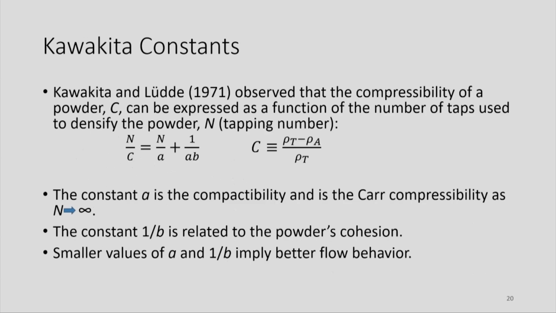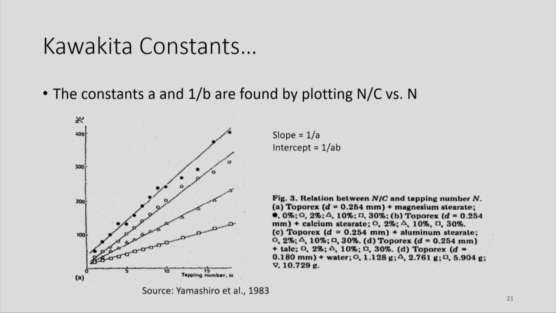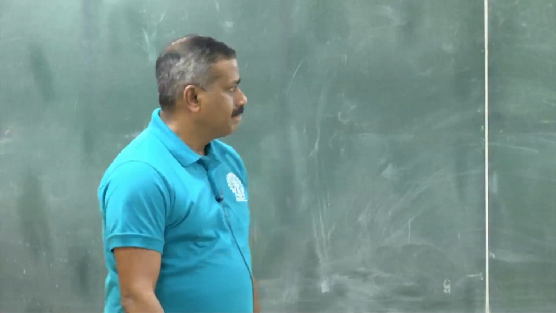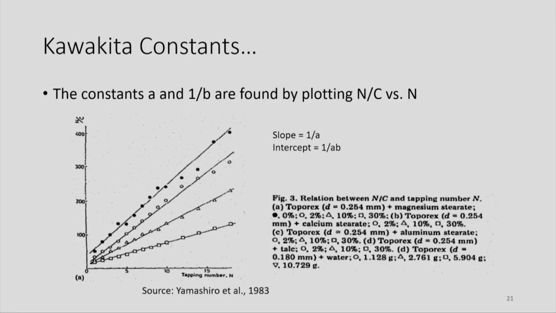So this is a simple relationship, right? If you plot N over C versus N, you get a linear relationship: the tapping number over the compactability or compressibility. From these lines, you get the slope and intercept that give the constants A and 1 over B. Simple relationship, simple constants that can give you more understanding about the powder bulk behavior.